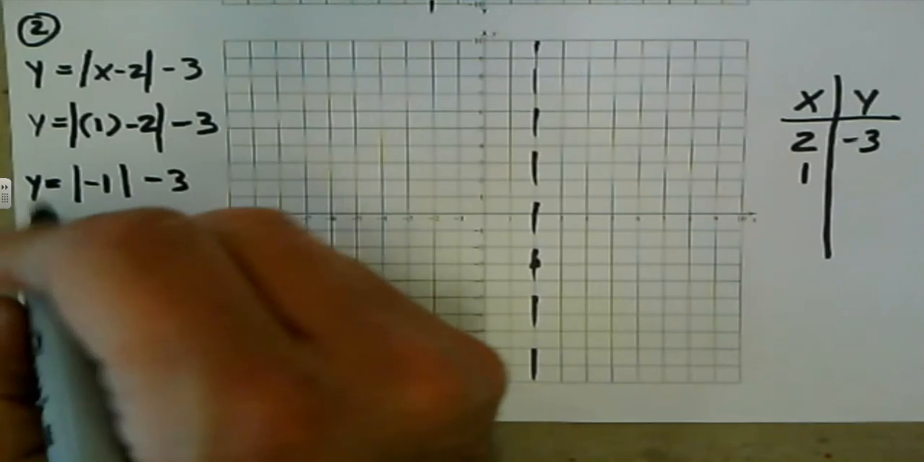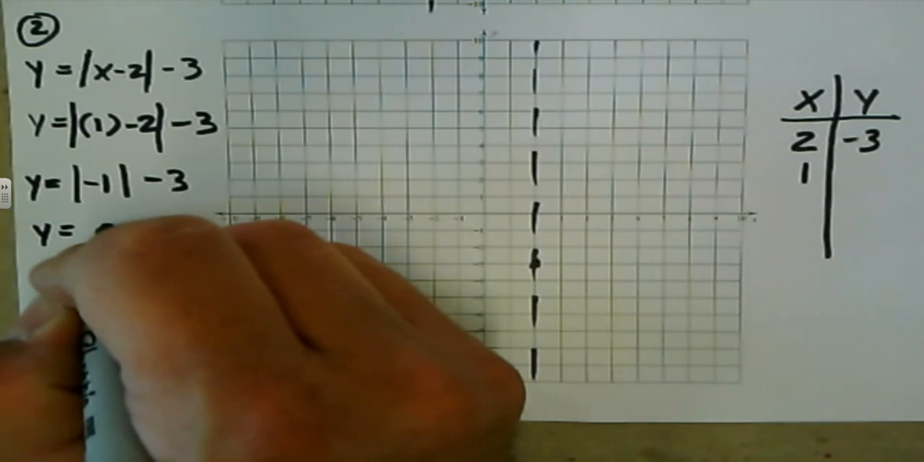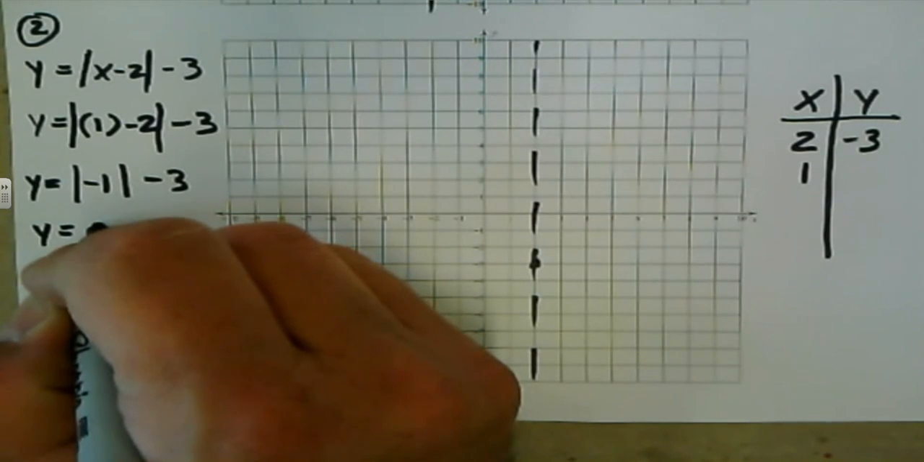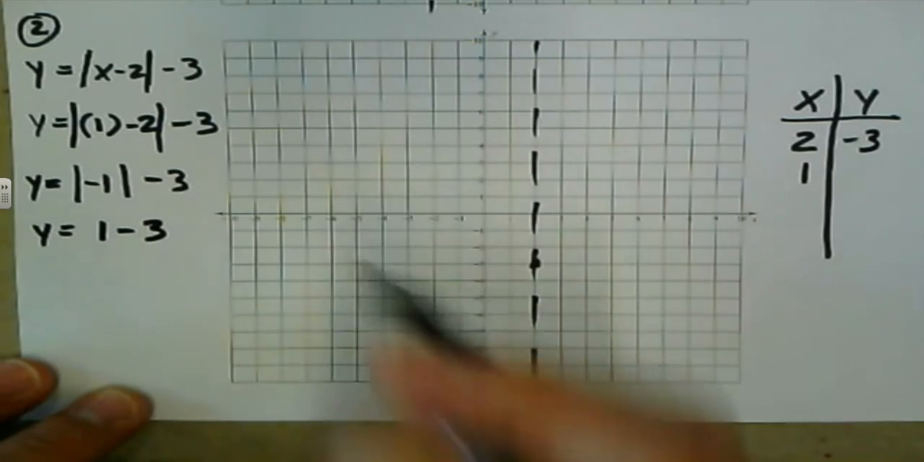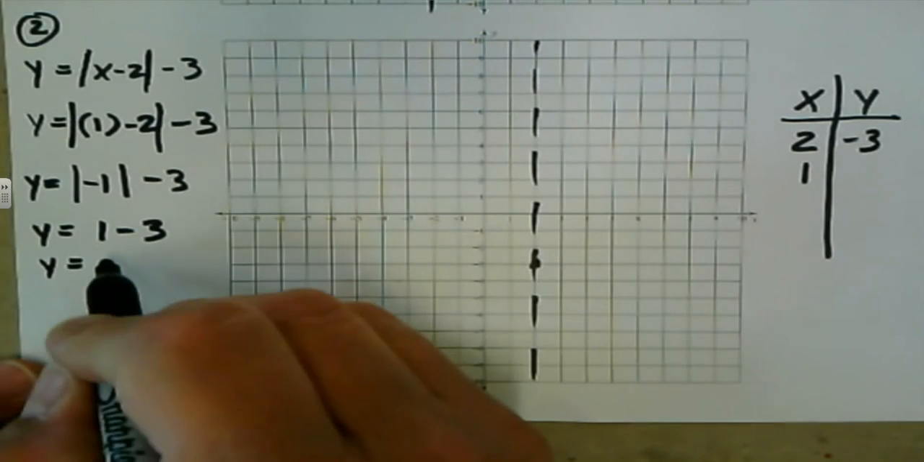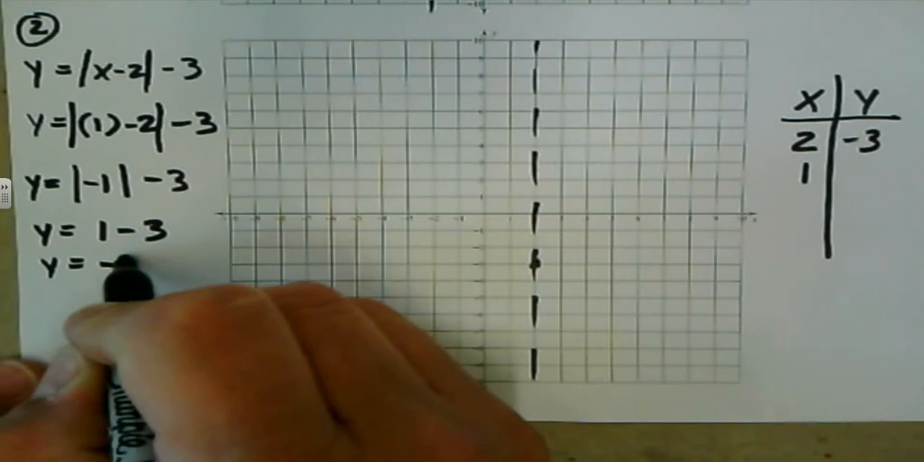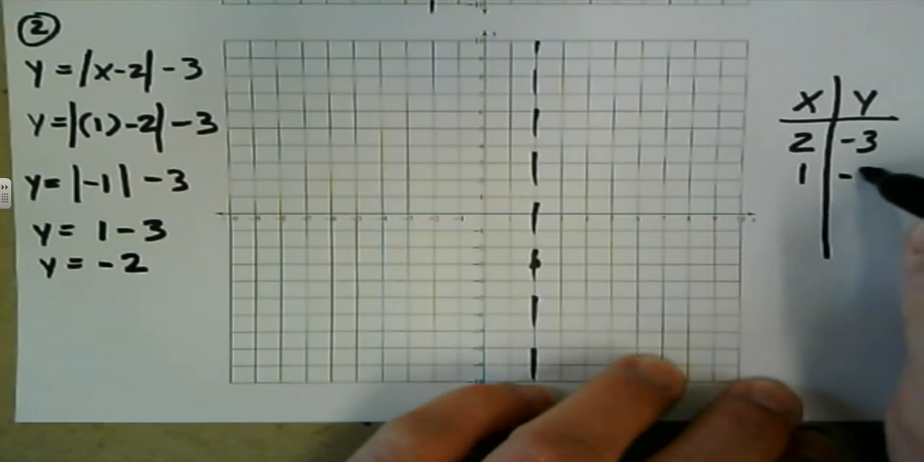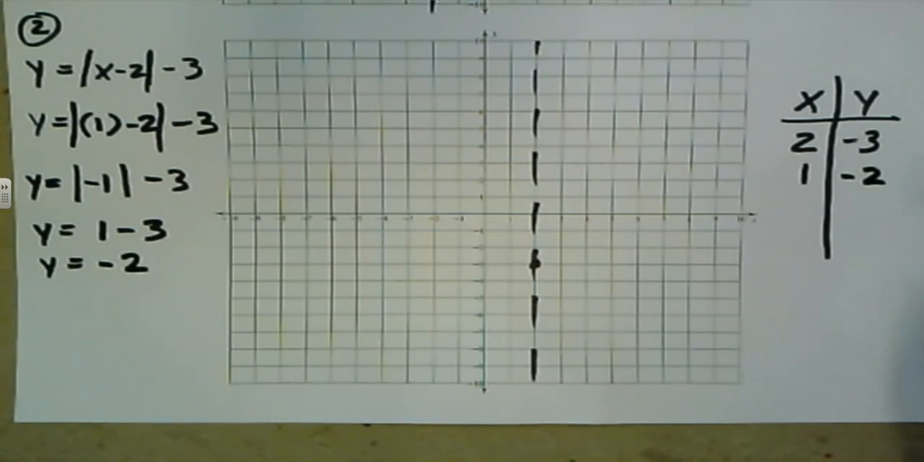What is the absolute value of negative 1? Positive 1. What's 1 minus 3? It's negative 2. Yeah, use your calculator. It's negative 2.